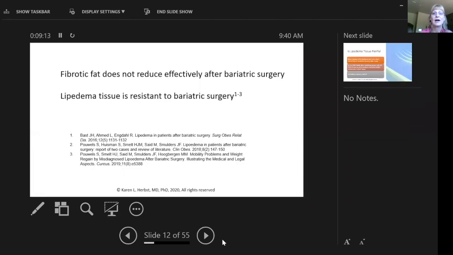We know that fibrotic fat does not reduce effectively after bariatric surgery, and this is in patients who have obesity. We know that lipedema tissue is resistant to bariatric surgery, so it makes sense to me that lipedema tissue is hard to lose because of the fibrotic component.